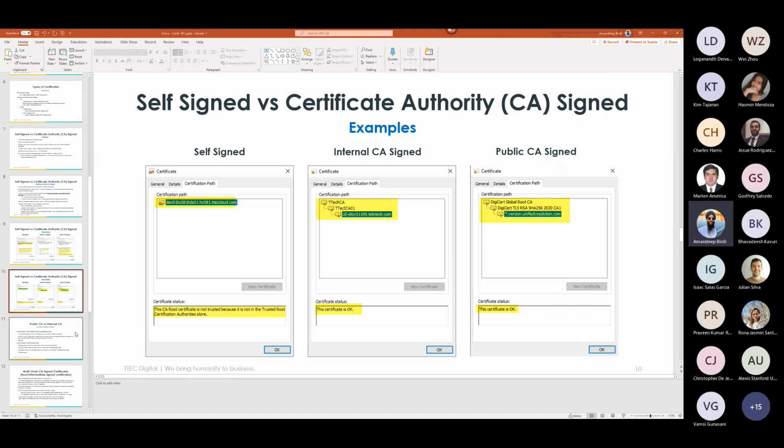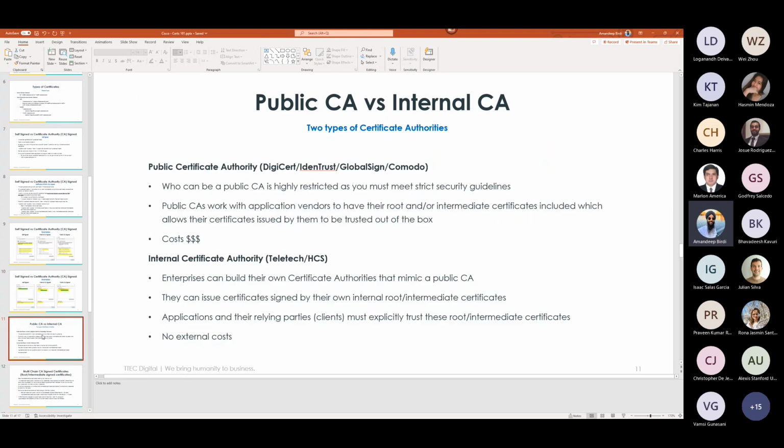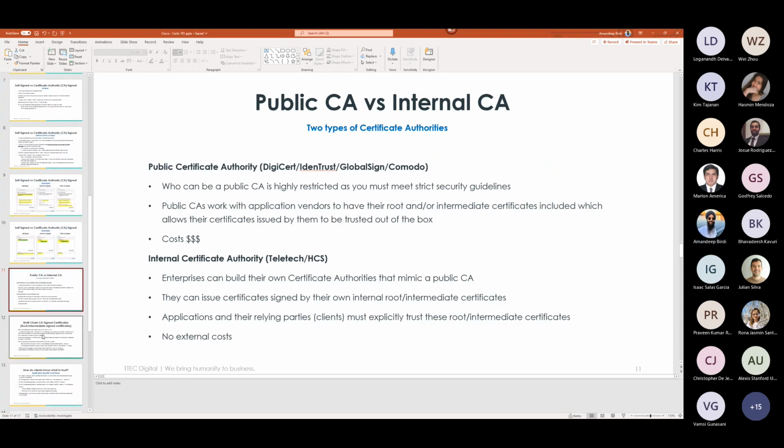Okay, next is public CA versus internal CA. So public CAs are companies like DigiCert, who we use, IdenTrust, GlobalSign, Comodo. There's also smaller ones like GoDaddy, right? You guys have all heard of some of these, I'm guessing. Back in the day, we used to have VeriSign. They no longer exist, but those are the public CAs, right?